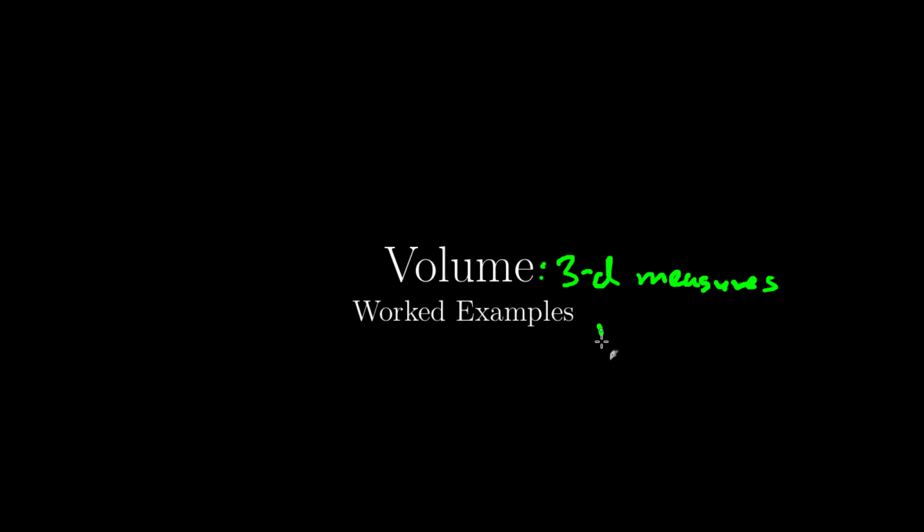So I could have something like meters cubed, inches cubed, miles cubed. These are for volumes. If it were squared, it would be an area. If it had no exponent or an exponent of 1, it would be a length or perimeter.